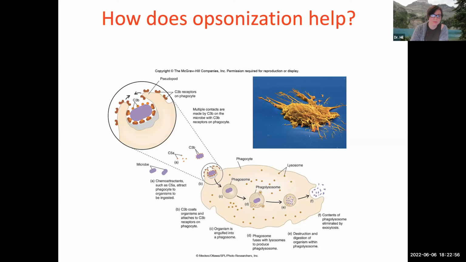C3b, we could talk in more detail about, but let's just suffice it to say that it helps to coat the surface of targets like bacteria, viruses, and toxins so that phagocytes can find them. So this opsonization is like a coating flag process to make it easier for phagocytes to find the things they're supposed to get rid of.